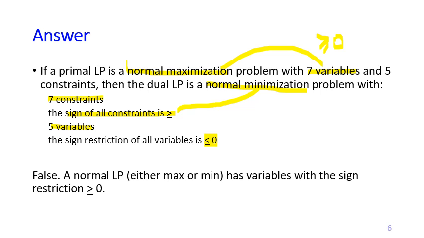Now, this is where the statement goes wrong. Because the primal is a normal maximization, all constraints are normal, which has the sign of less than or equal to in the maximization. A normal constraint will result in normal variables in the dual. The sign restriction of normal variables must be greater than or equals to 0, and it applies whether it is a maximization or minimization case. The sign restriction of a normal variable is always greater than or equals to 0. So this is where the statement goes wrong.